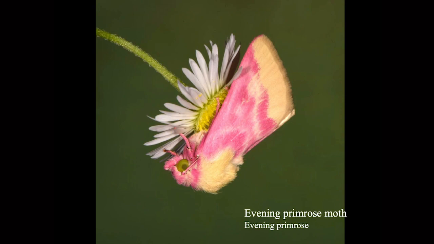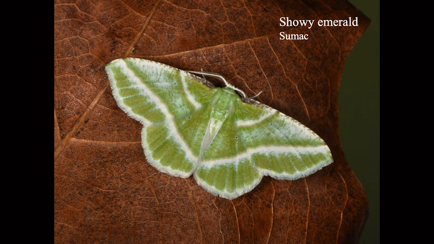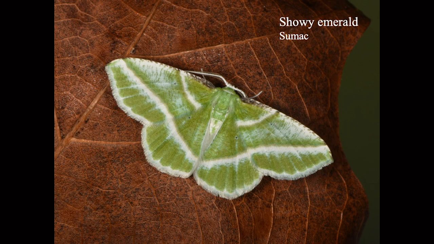evening primrose. Showy emerald on sumac, and I'm not talking about poison sumac. That's a plant of the swamp. I've never even seen one. I'm talking about smooth sumac or staghorn sumac. Perfect soil stabilizers. There's no reason why we have to go to a plant from Asia to stabilize our soil, and it makes that beautiful moth.